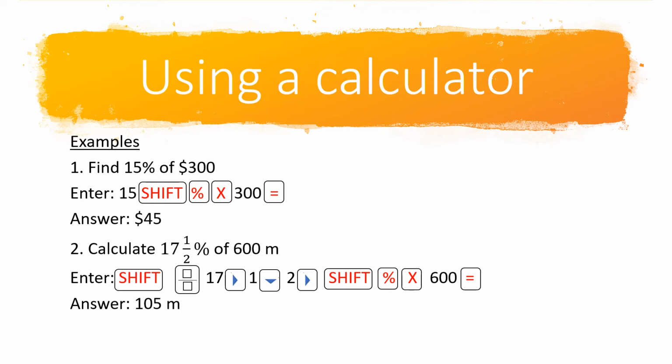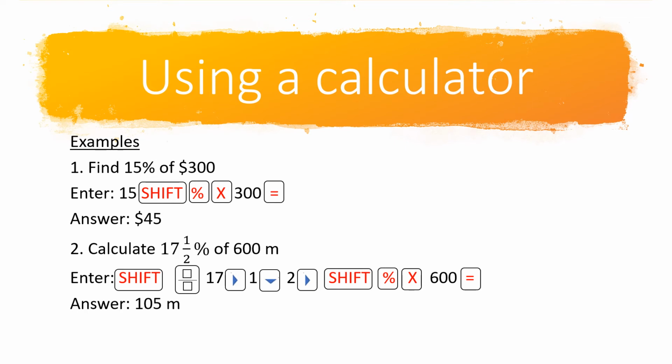Example 2. Calculate 17.5% of 600 metres. So once again, clear your calculator and enter Shift, fraction key, 17, arrow across, 1, arrow down, 2, arrow across. Now you should have the fraction 17.5 displayed on your calculator. Now push Shift, percentage, times 600 equals. We'll just go through that again.